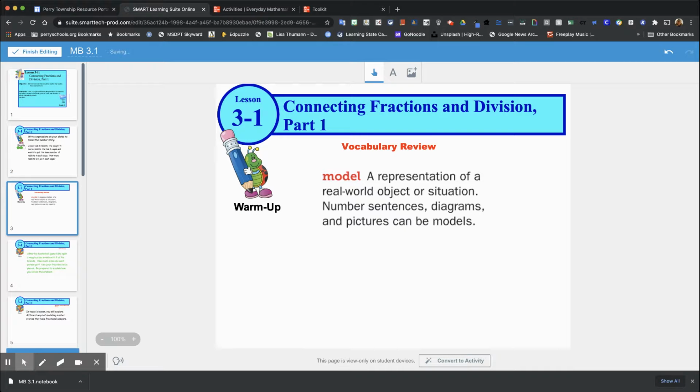As usual, we've got a vocabulary term that we want to review, and that is the word model. Remember, it means a representation of a real-world object or situation. Number sentences, diagrams, and pictures can be used as models.